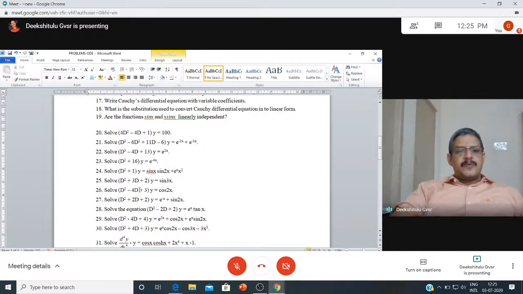And then D square minus 4D plus 3 on y is equal to cos 2x. This is also a similar case of finding the complementary function and the particular integral. Replace D square by minus 4, so minus 4D minus 1. Again, the denominator contains a term D, so again multiply and divide with some D terms here. You get the required things.